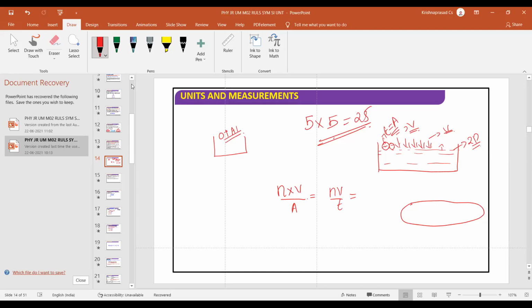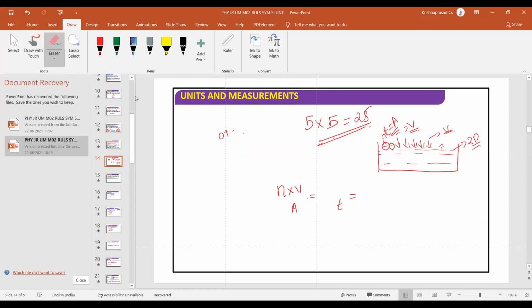Any doubts on this? I just want you to hear it. This has no importance at all. It is a part of NCERT, so we discussed it. That is the only reason it is there. Any doubts?